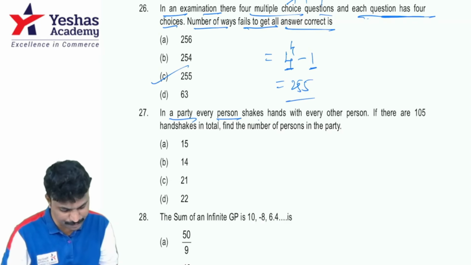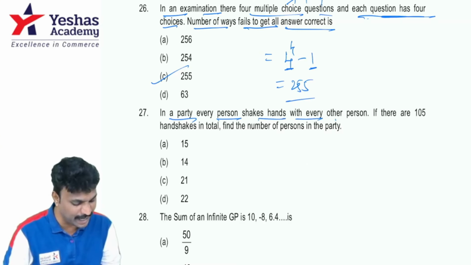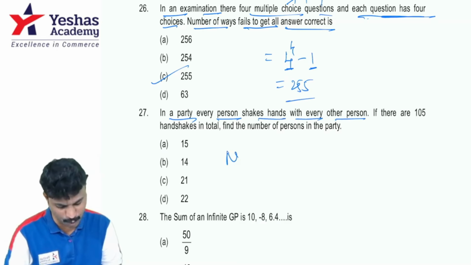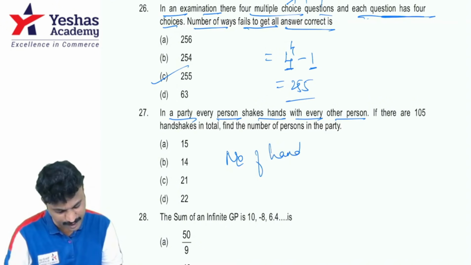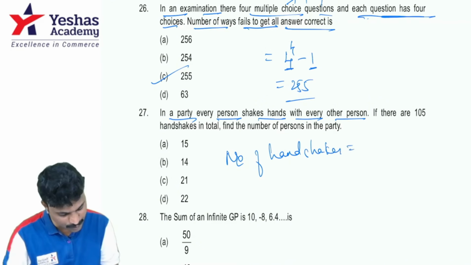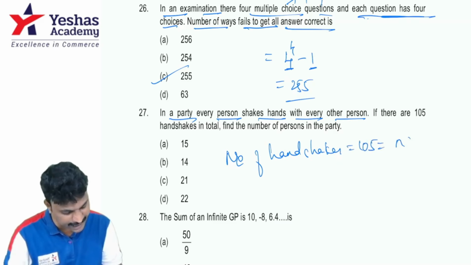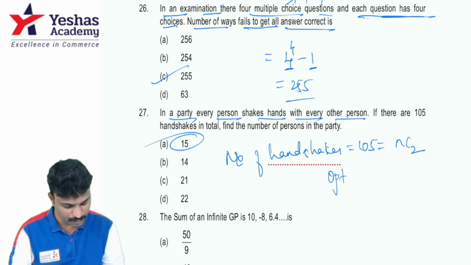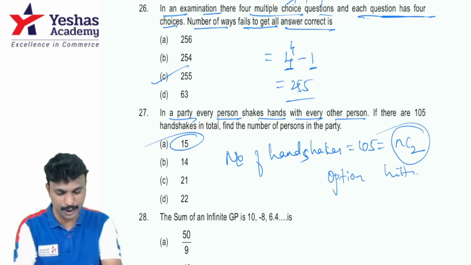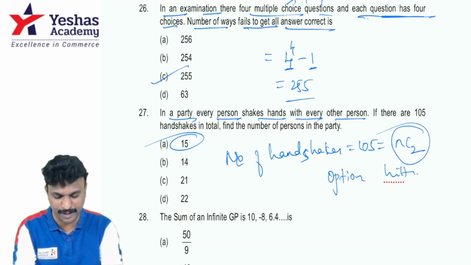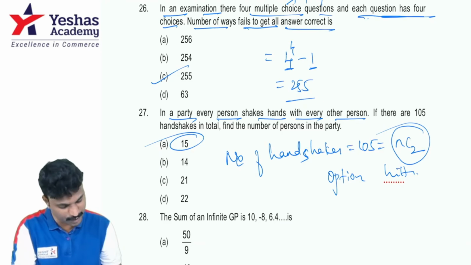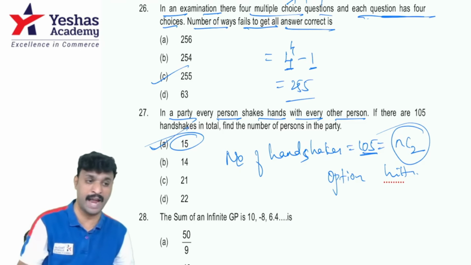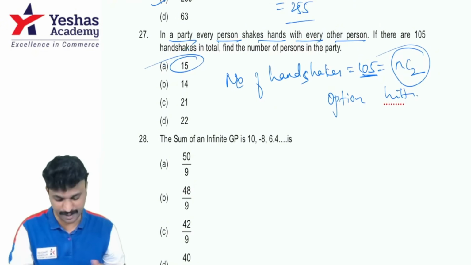In a party, every person shakes hands with every other person. The number of handshakes is given to be 105. The formula is NC2. Guys, where is N? N is in the options, so do option hitting. If I hit the option 15C2, you do 15 into 14 divided by 2 factorial, which is 2. That fetches me 105, which is the same as the given number of handshakes. So option A is the right answer.